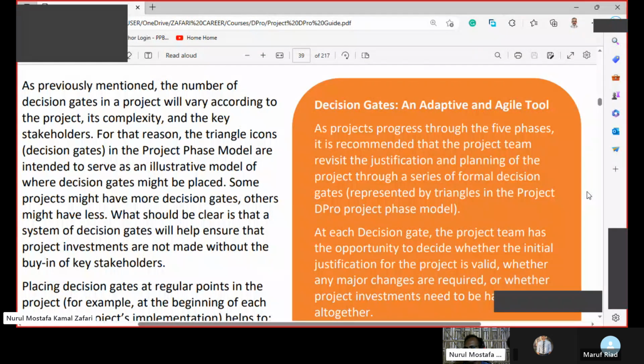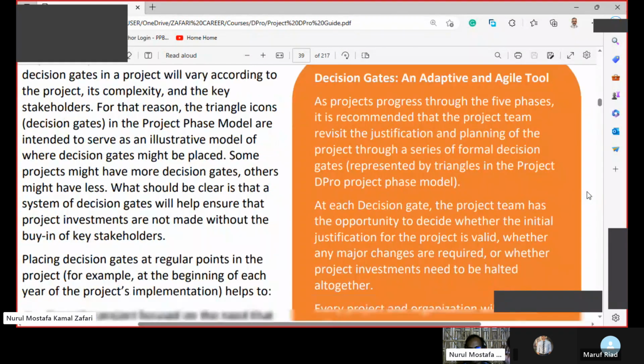Now this yellow box, let's discuss it. Decision gates, an adaptive and agile tool. As project progress through the 5 phases, it is recommended that the project team revisit the justification and planning of the project through a series of formal decision gates represented by triangles in the project phase model, and at each decision gate, the project team has the opportunity to decide whether the initial justification for the project is valid, whether any changes are required, or whether project investments need to be halted altogether.